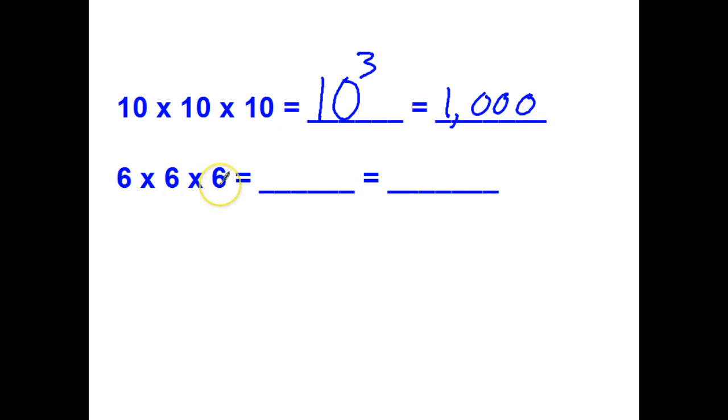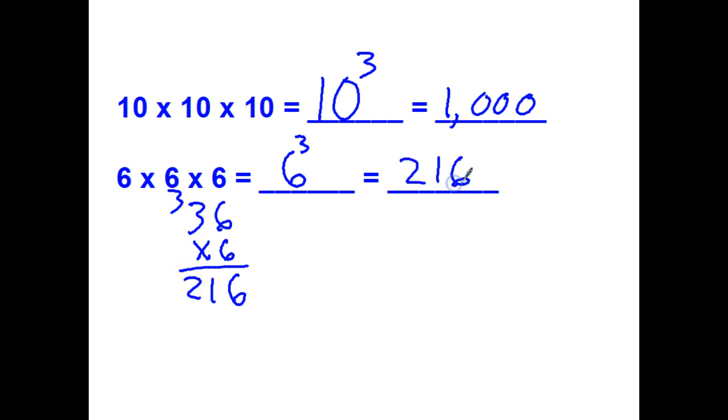6 times 6 times 6, 6 is my base number. And I'm taking 3 of them, so it's 6 to the 3rd power, 6 cubed. And then I need to figure out what that really is. 6 times 6 is 36. Times 6 more, 36, carry my 3, 18, 21, 216.